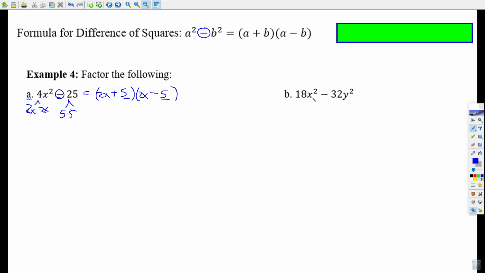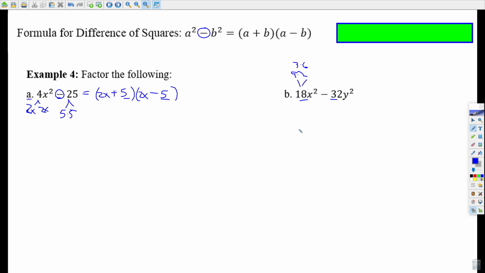So we look here, we have an x squared and a y squared, so they're good squares. That's good. They're perfect squares. The problem is we have 18 and 32. They are not perfect squares. 18 is like 9 times 2, 3 times 6, 18 and 1. It's not going to work. You've got to have the same number. 32 also gives us an issue.